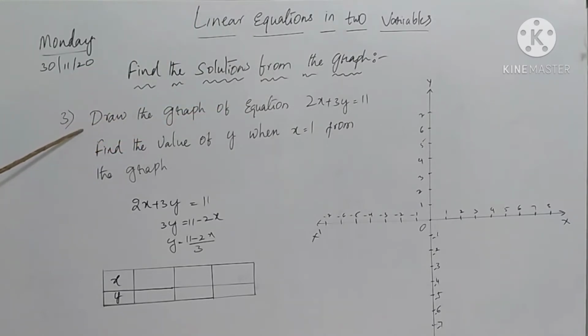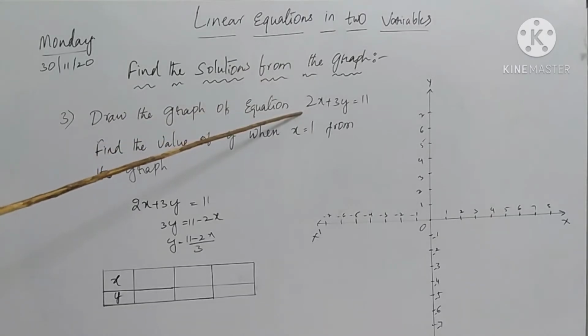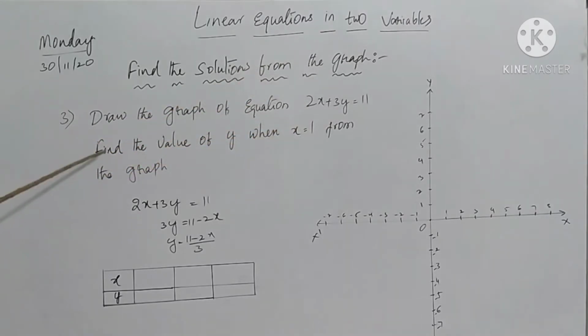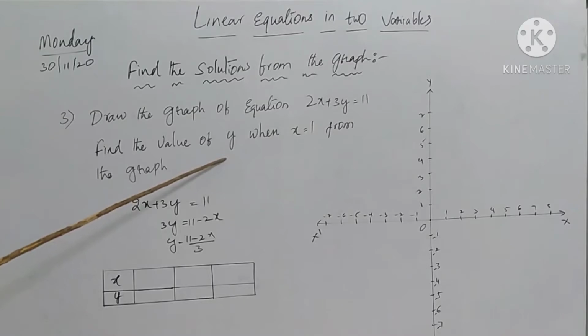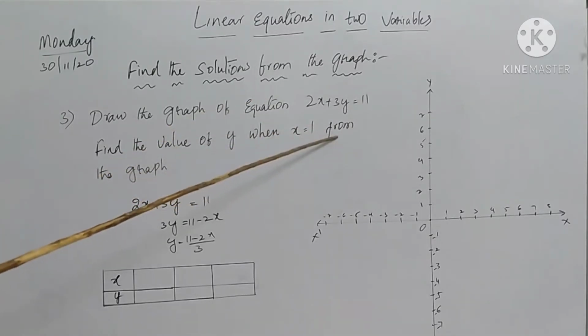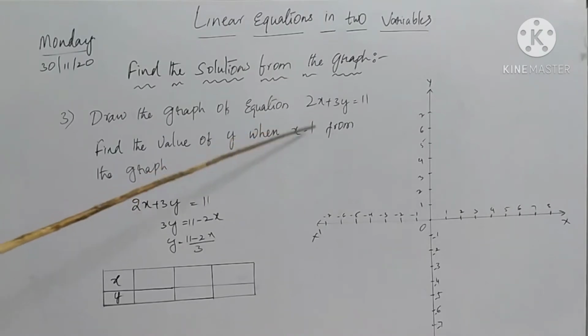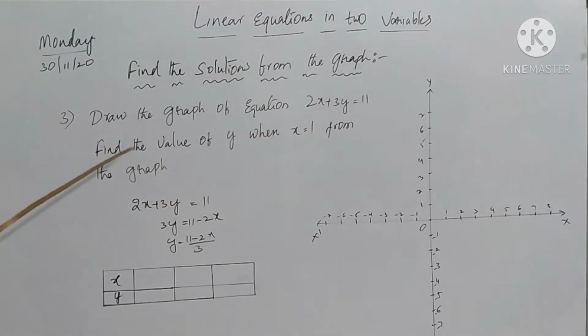This is our first question. Roman number 3 from exercise 6.3. Draw the graph of the equation 2x plus 3y is equal to 11. Find the value of y when x is equal to 1 from the graph. This is the question.